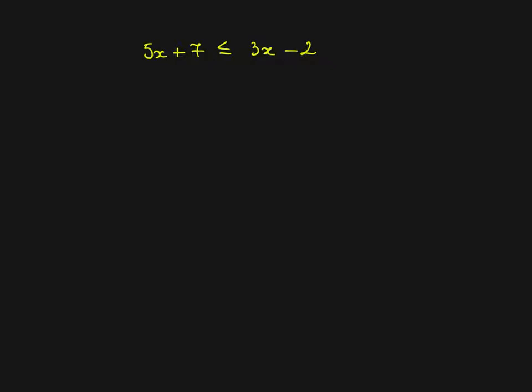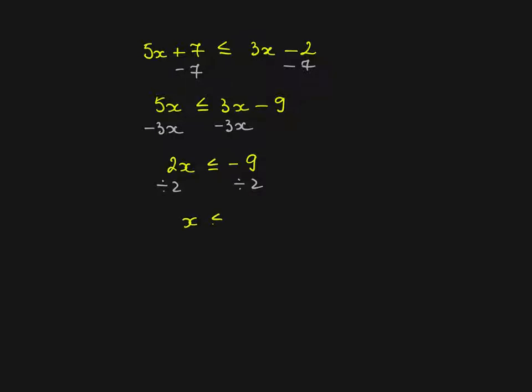How about an equation like that? First, we might do -7 on both sides. So get 5x less than or equal to 3x. Oh, sorry, to 3x minus 9. Take away 3x from both sides. So you have 2x less than or equal to -9. Divide by 2. And we get x less than or equal to -4.5.